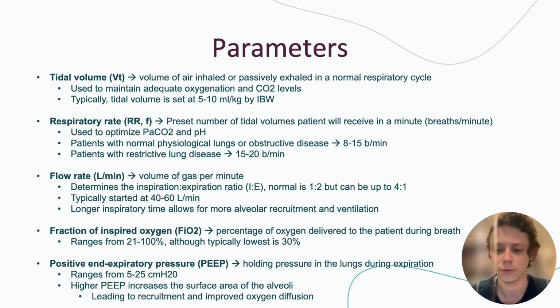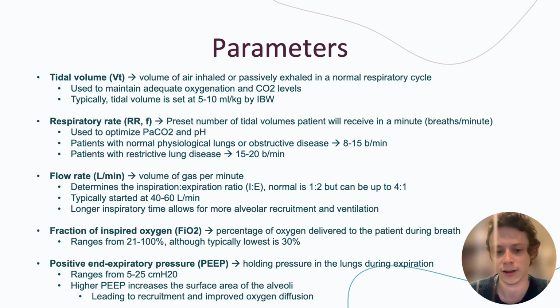Then you have flow rate, which is indicated as liters per minute. This is the volume of gas per minute that is achieved with the mechanical ventilation. It determines the inspiration-expiration ratio, which is indicated as I:E. Normal inspiration-expiration ratio is 1 to 2, but it can actually get inversed and go up to around 4 to 1. Flow rate typically is started around 40 to 60 liters per minute.